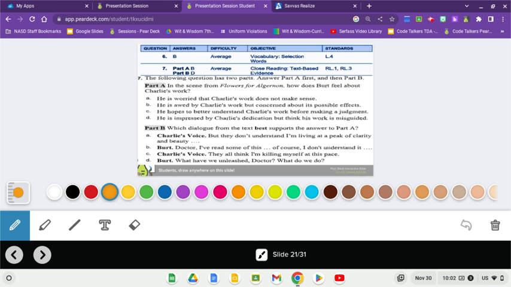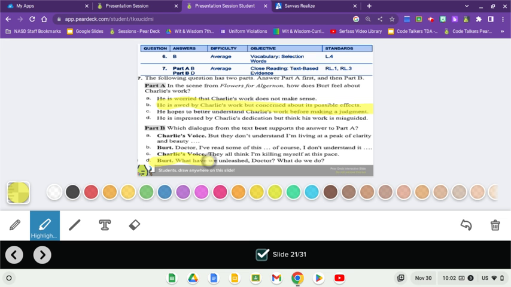Well, it's answers B and D. Bert is awed by Charlie's work, but concerned about its possible effects, and it's D. Bert, what have we unleashed, Doctor? What do we do? That is a toughie, but this next one's even tougher.